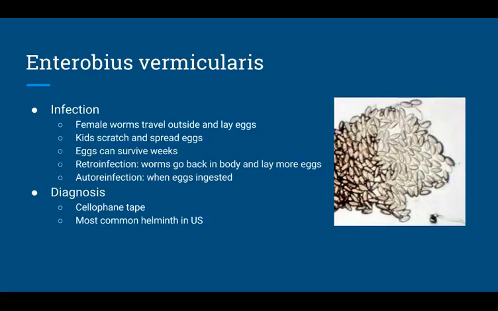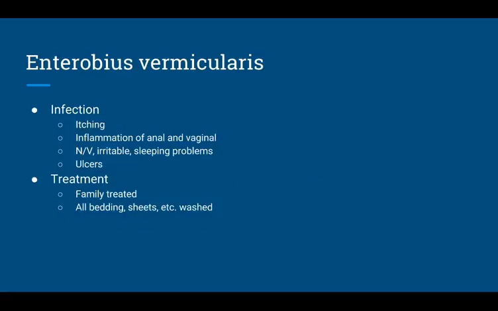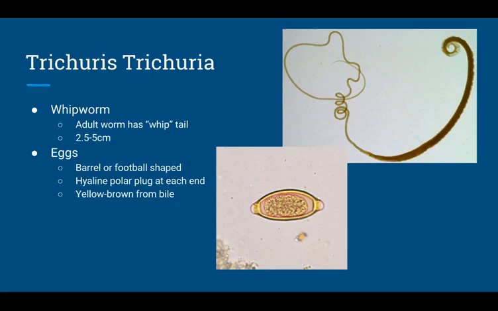Usually the patients will spread it to other members of the family. So usually if one child has it, then the whole family will be treated. The patients have itching, inflammation in the anal area and the vagina if they get there, nausea, vomiting. Little kids are irritable, and they have sleeping problems, and they may have ulcers and inflammation. The family may all be treated, and everything needs to be thoroughly cleaned: the sheets, the bedding, everything, the patient's clothes.